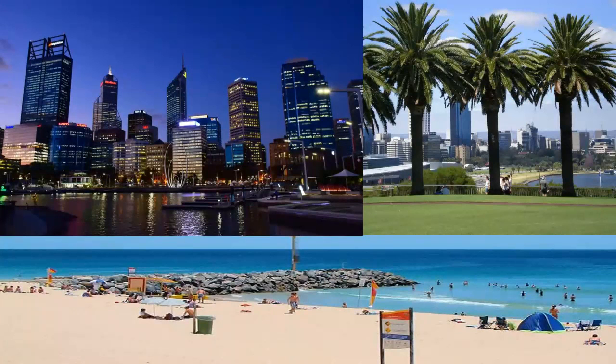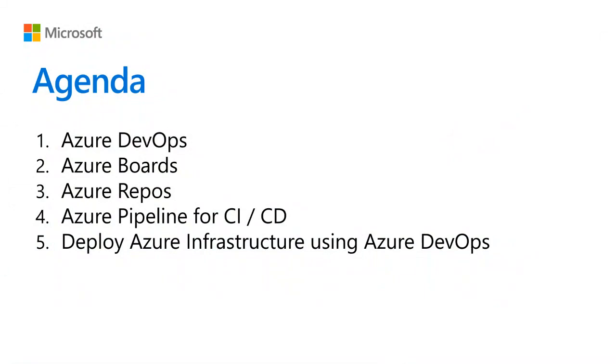If you have never been to Perth, this is how Perth looks like. So on the right, you've got the Kings Park, and on the left, you've got the city area, and at the bottom, you can see the beautiful white sand beaches. So this is how Perth looks like. We're not going to talk about how Perth looks like. We're going to talk about Azure DevOps.